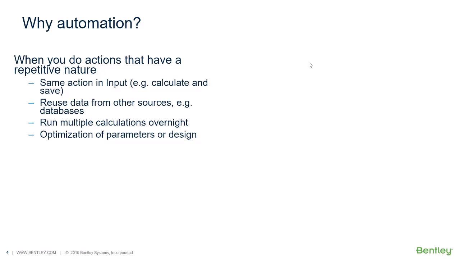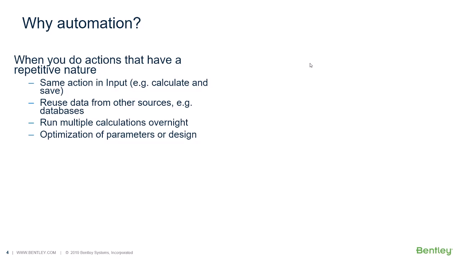For instance, we calculate the Plaxis model and then we automatically save it. Plaxis doesn't automatically save your model after calculation, but you can automate that by just doing calculate and save. We might want to reuse data from other sources. Maybe you have data in a database or an Excel spreadsheet that you want to reuse without retyping all the large amount of numbers.